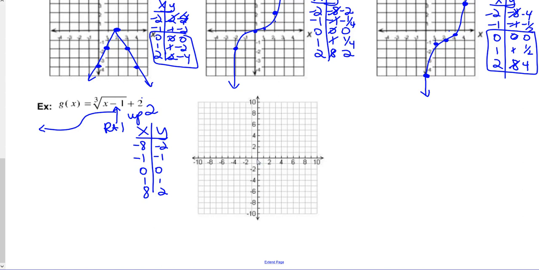So if I'm originally at 0, 0, if I go over 1 and up 2, that gives me that new point. If I then have the point 1, 1, go over 1 and up 2 gives me that new point. Then we have the point 8, 2, go over 1 and up 2 gives me that point. Then I can also, from -1, -1, go over 1 and up 2 gives me this point. And -8, -2 for that point, go over 1 and up 2 gives me this point.